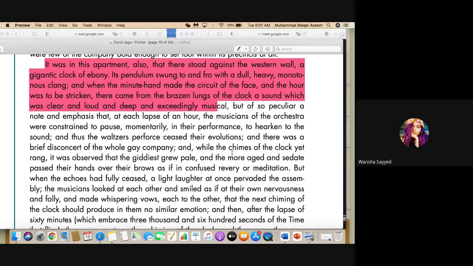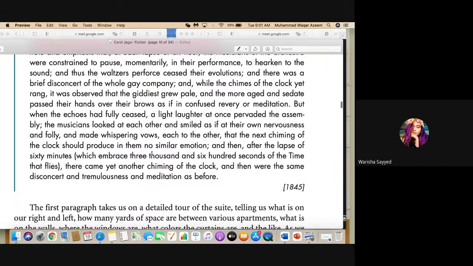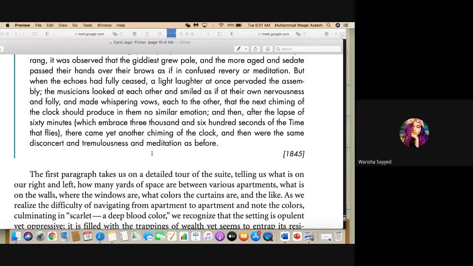And then, after the lapse of sixty minutes, which embraced three thousand six hundred seconds of the time that flies, there came yet another chiming of the clock, and then were the same disconcert and tremulousness and meditation as before.